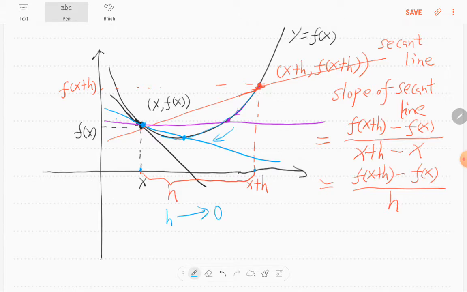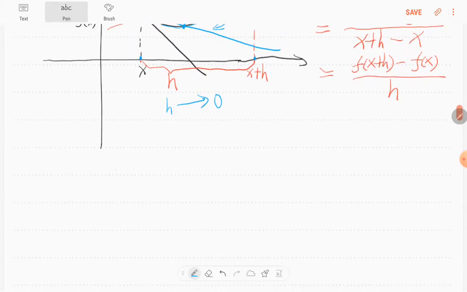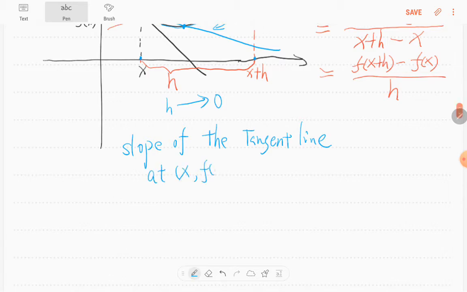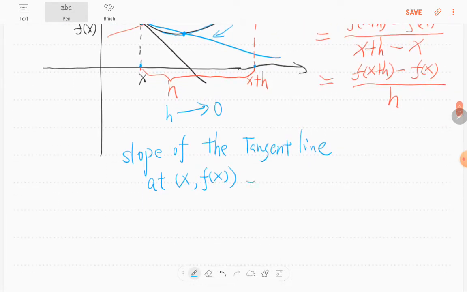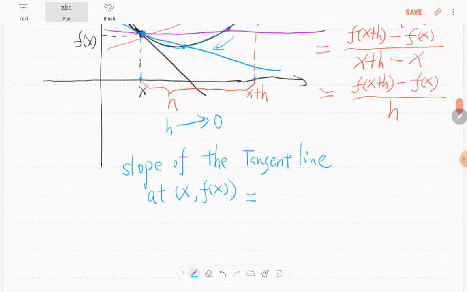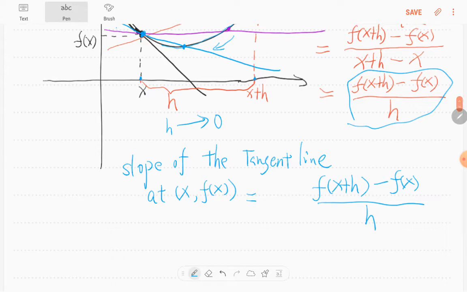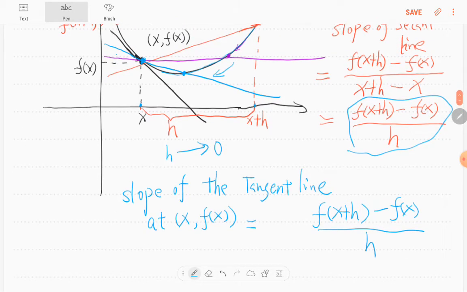So this gives you the following idea: the slope of the tangent line at the point (x, f of x) is equal to the slope of the secant line, which is f of x plus h minus f of x divided by h. This is the slope of the secant line. Then we take the limit.